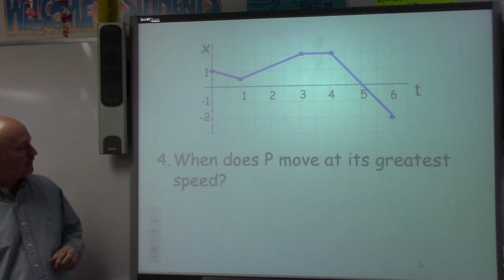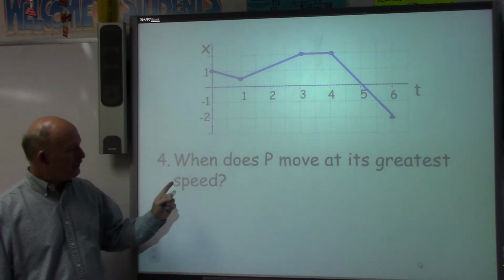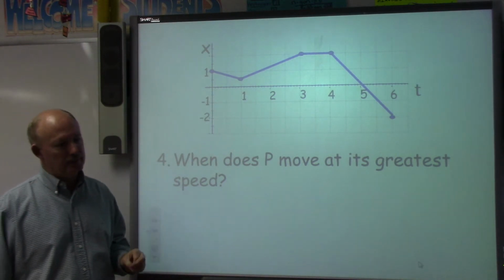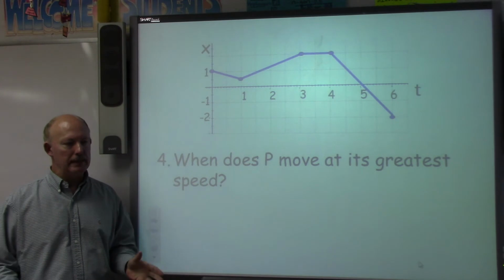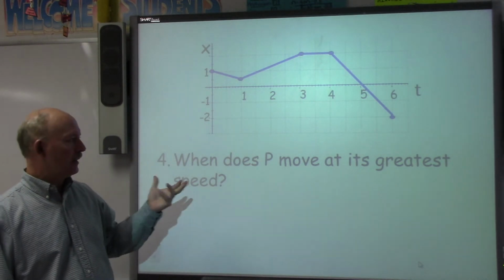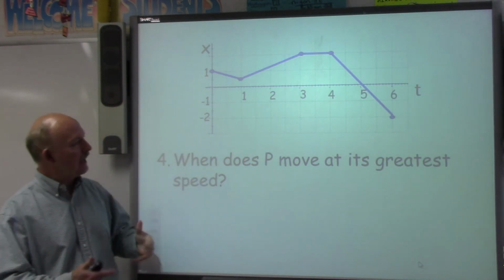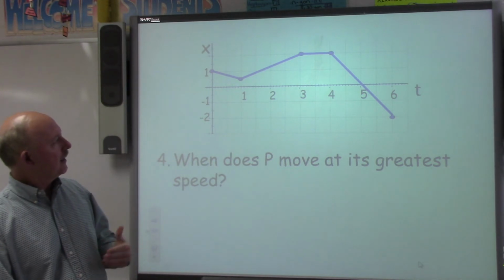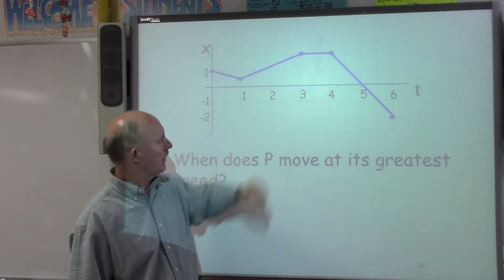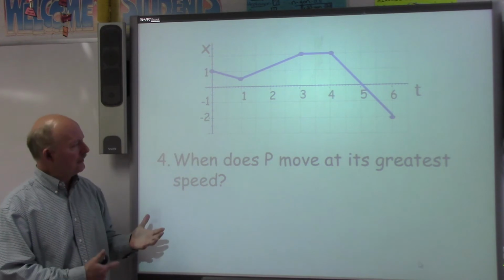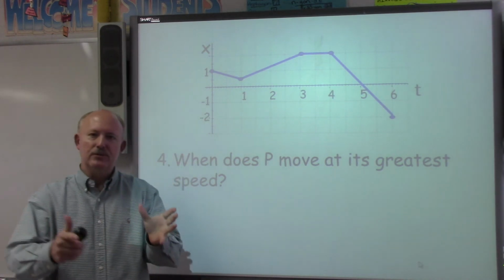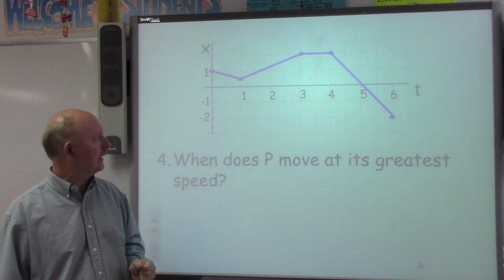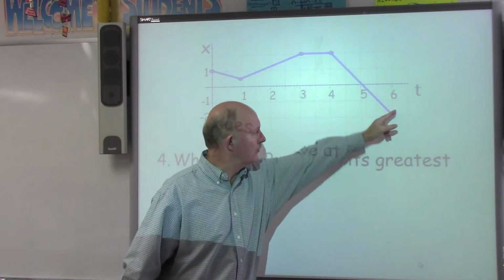Okay, next question. When does P move at its greatest speed? Right, now let's see, at its greatest speed. Now this is a position time graph, so the velocity would be the slope of each line segment, right? And the greatest slope would be where you have the steepest line, right? And that would be from 4 to 6.